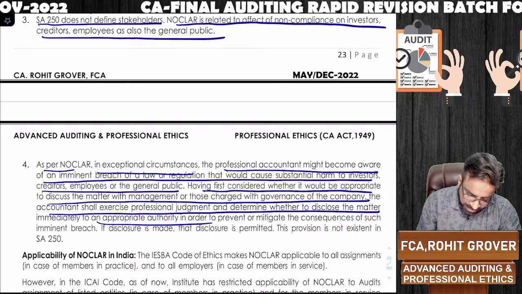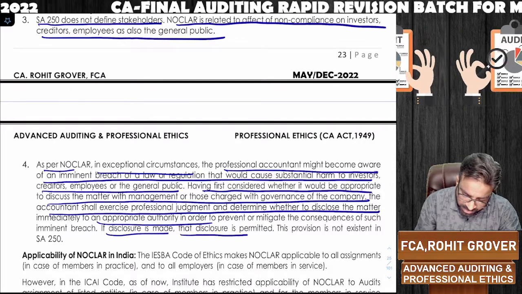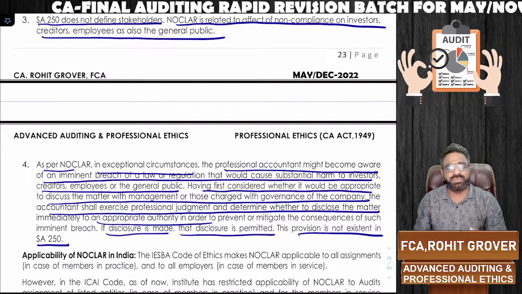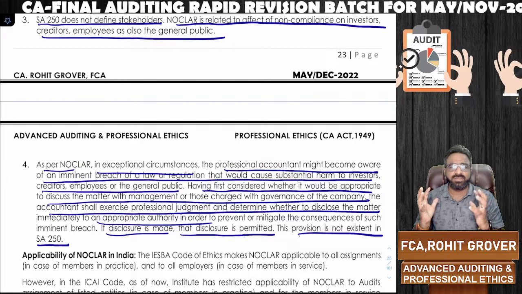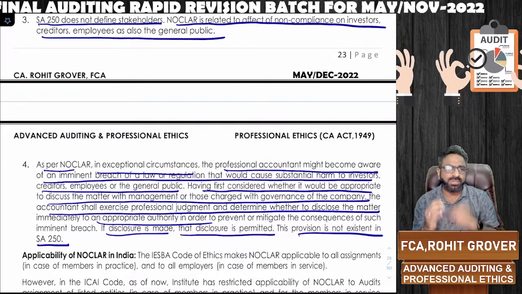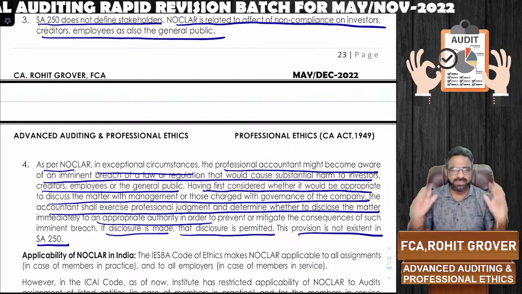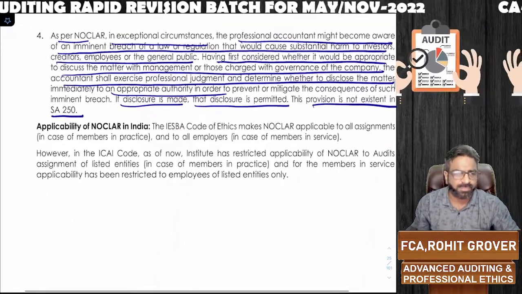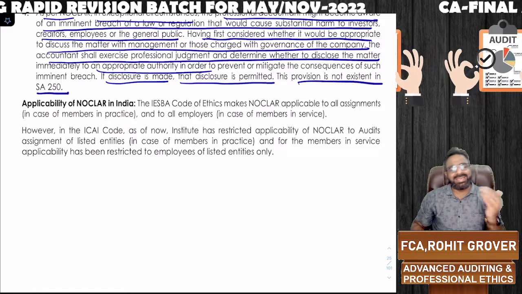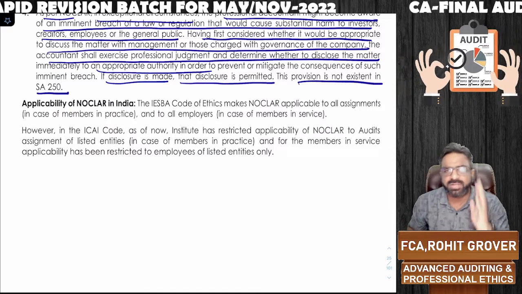Right or not? Next one, if the disclosure is made, that disclosure is permitted. This provision does not exist in SA 250. So there are so many differences between NOCLAR and SA 250. So these 4 points, when you read them, you will come to know the major differences between SA 250 and NOCLAR.